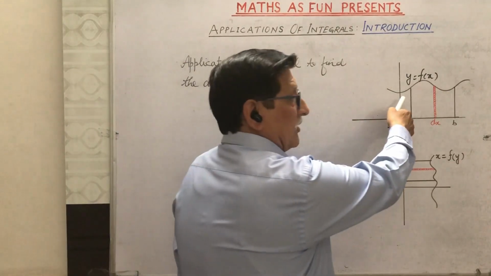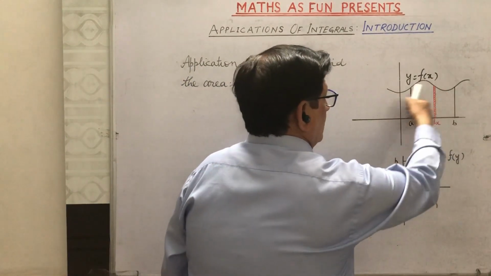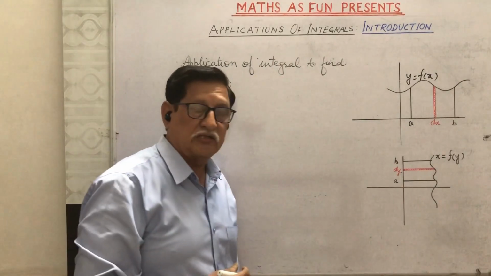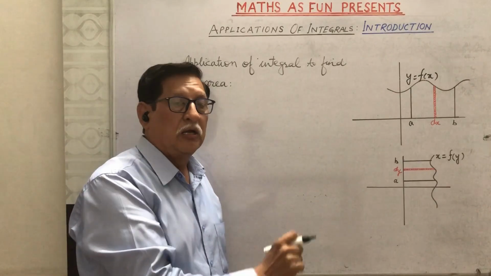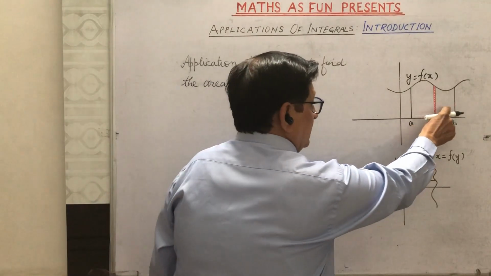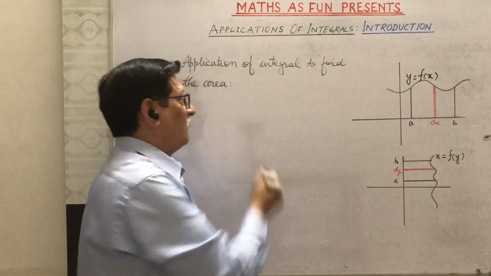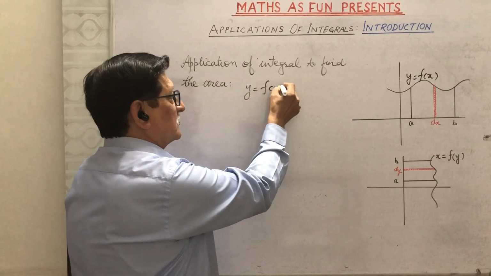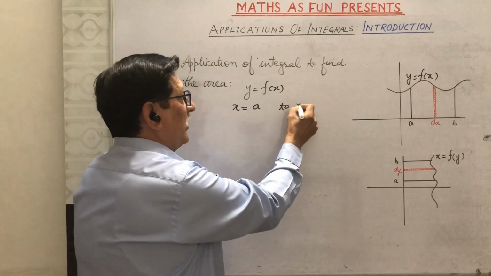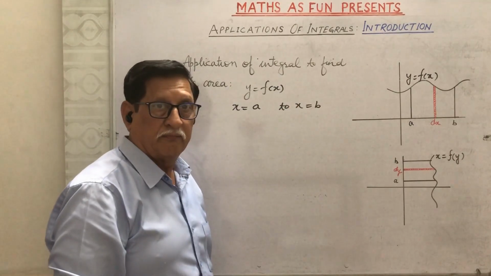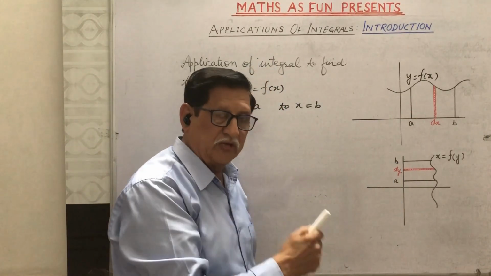Suppose we have a curve y equal to f(x). We trace the curve and this is going along the x-axis or y-axis like this. Then we have to find out the area of this particular region, which is from x equal to a to x equal to b. y equal to f(x) is the curve, and we have to find out the area from x is equal to a to x is equal to b, above the x-axis. What we do?